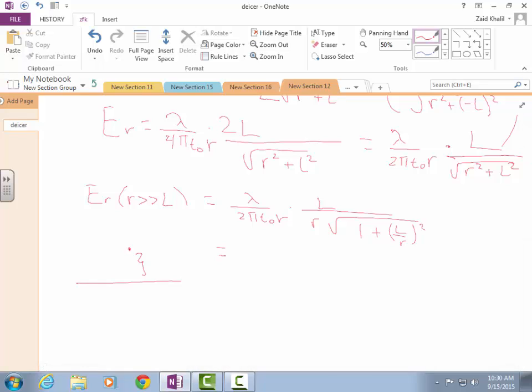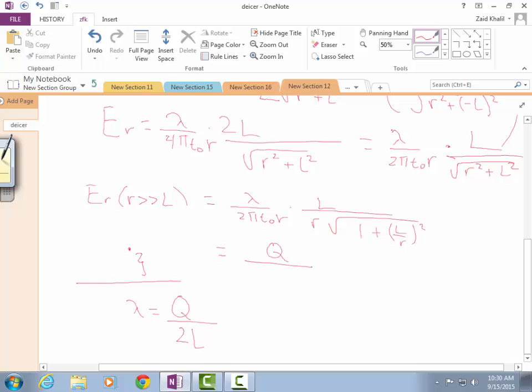Because watch, what is lambda equal to? Q over the length, but what's the length? 2L. So lambda is uniform charge density, so it's the charge Q over the length, which is 2L. So you have Q, and then you have 2 pi epsilon 0 r, and this is Q over 2L. Actually, that's an r squared.